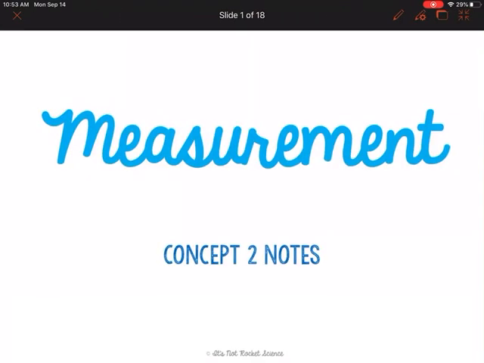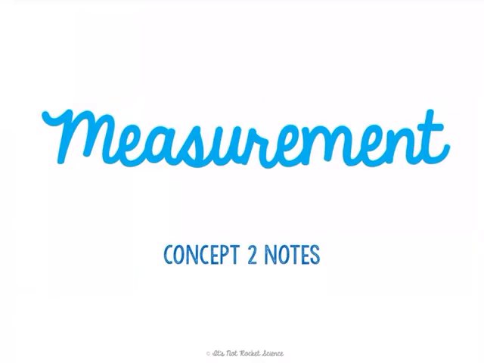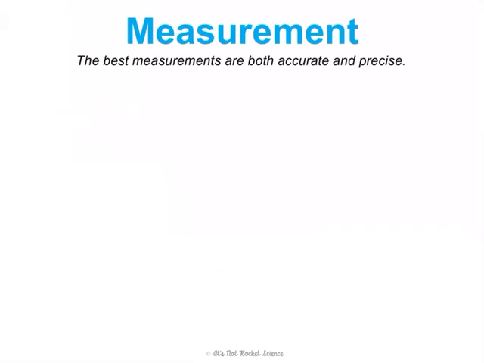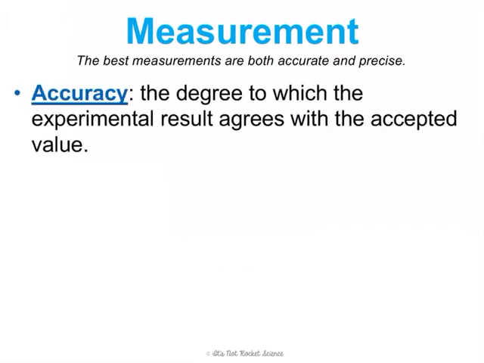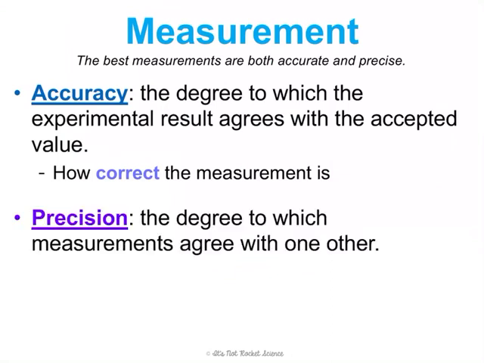Okay, so we are going to go through the first part of our Concept 2 notes on measurement. So the best measurements are both accurate and precise. Accuracy is the degree to which the experimental result agrees with the accepted value. So accuracy is how correct your measurement is.